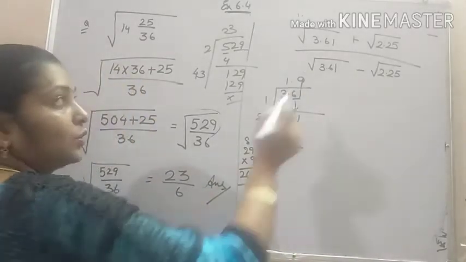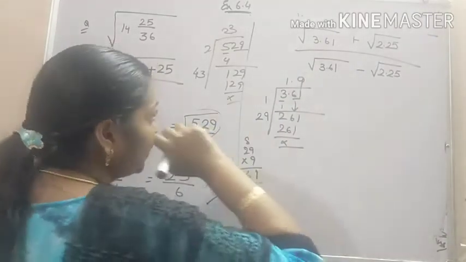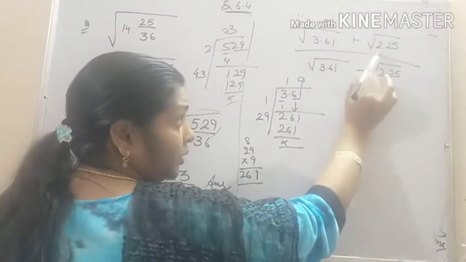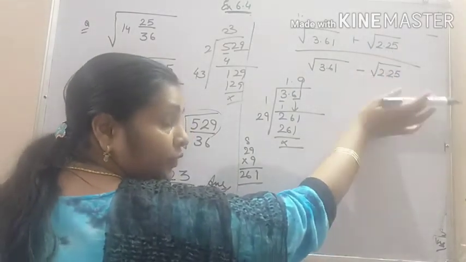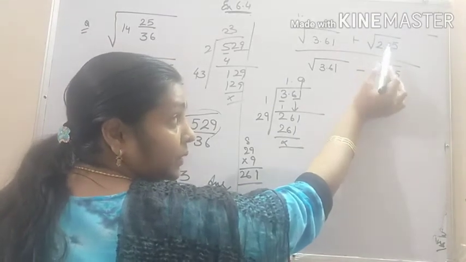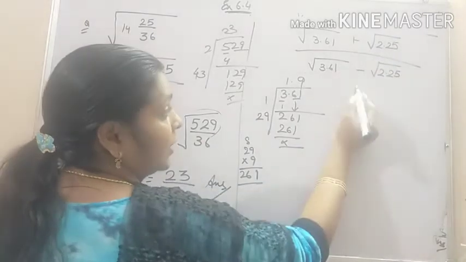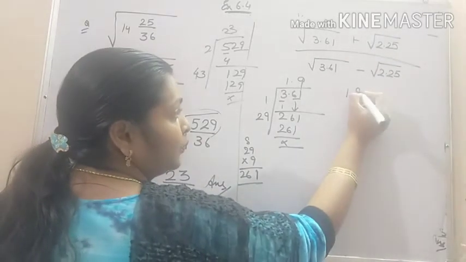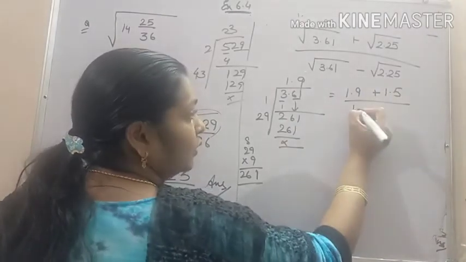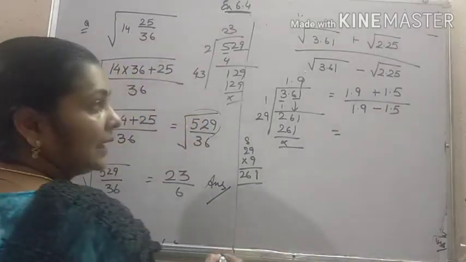So you get the root of 3.61 as 1.9. And 2.25, you know it is 1.5, because 225 is the square of 15 and the number of digits after the decimal becomes half. So it will be 1.5. Now substitute the values: 1.9 plus 1.5 upon 1.9 minus 1.5. Add them.